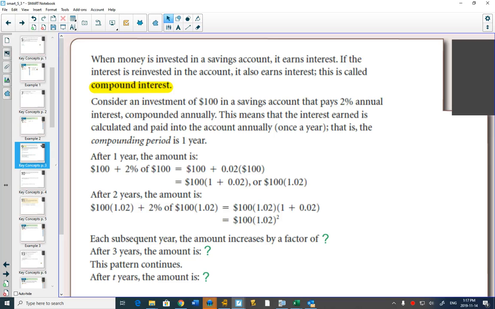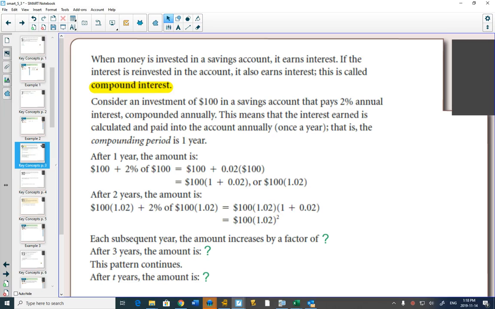Simple interest would mean that they just pay you the same interest all the time. But compound interest means you start making money off of the money you've already made. So you make interest off of your original amount plus the interest from the last time. So the more often it's compounded, the more money you would make. For example, in this one, it's compounded annually.